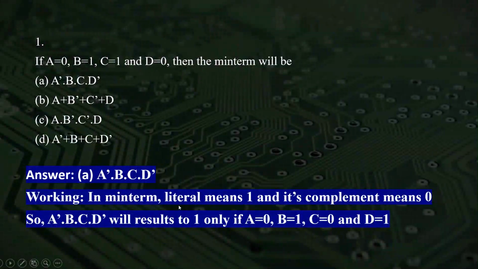In the min term, the literal means 1 and its complement means 0. So, A bar dot B dot C dot D bar will result to 1 only if A equals 0, B equals 1, C equals 0 and D equals 1.